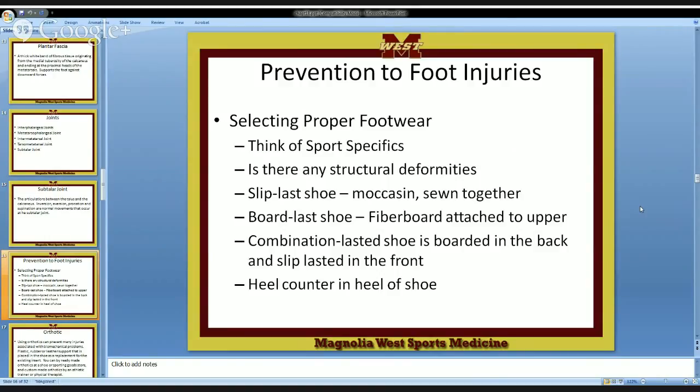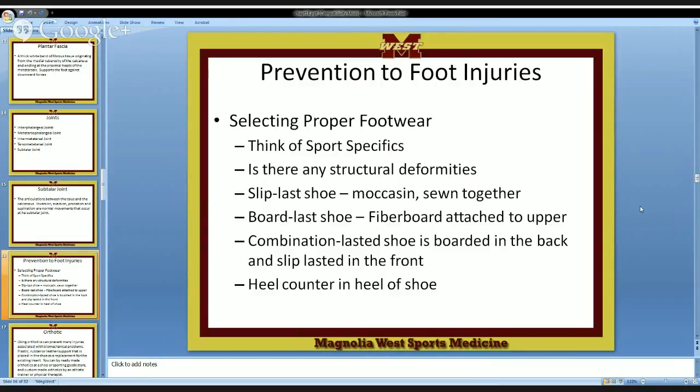Right? An ounce of prevention is worth a pound of cure. You understand that? How many ounces are in a pound? 16. So if I have 1 little ounce of prevention and keep it from happening, it's worth 16 ounces of getting you well. So an ounce of prevention is worth a pound of cure.